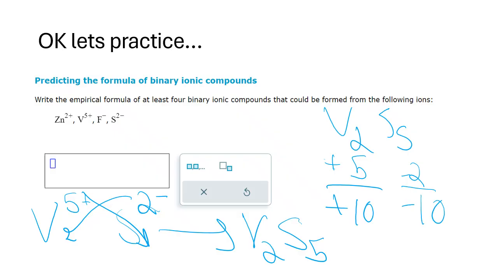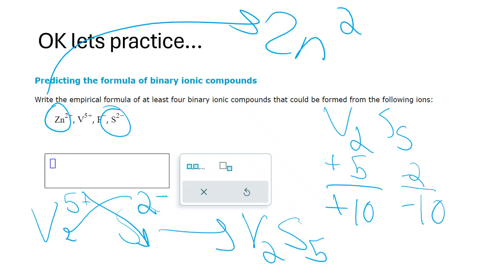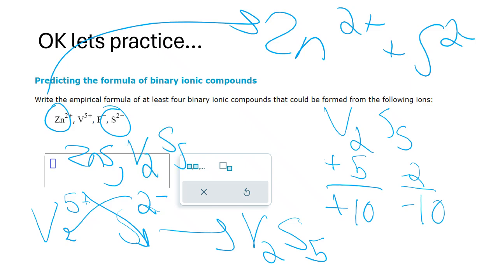So that crossover method tends to work, but here, like we talked about in class, is zinc 2 plus and sulfur 2 minus, they'll cancel each other out. So ZnS, V2S5. So you can't always use that crossover method.